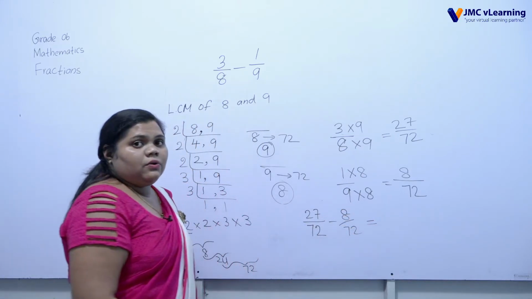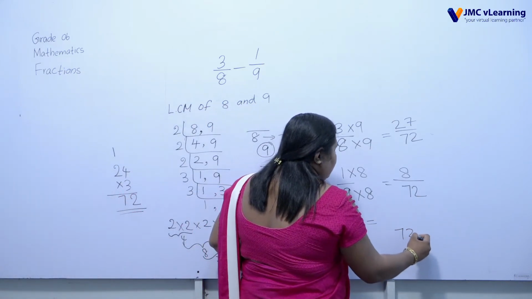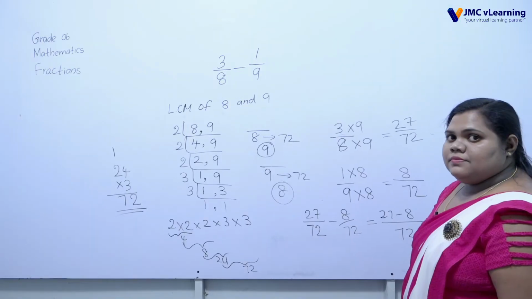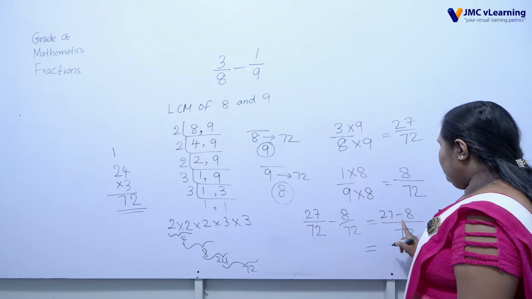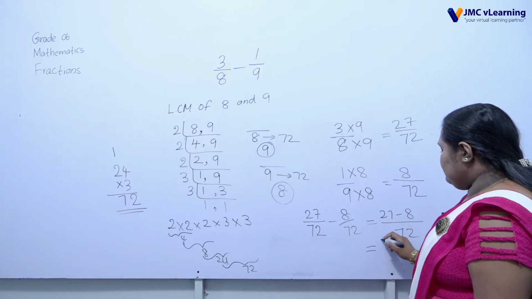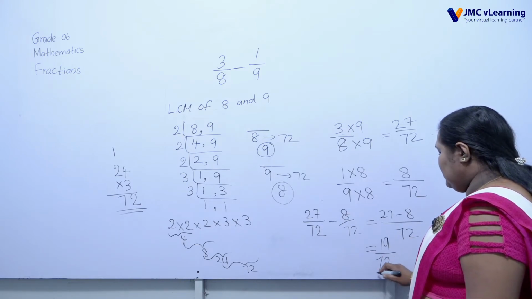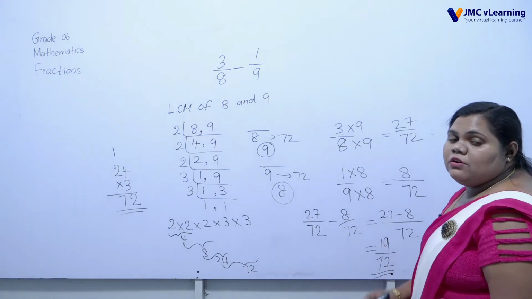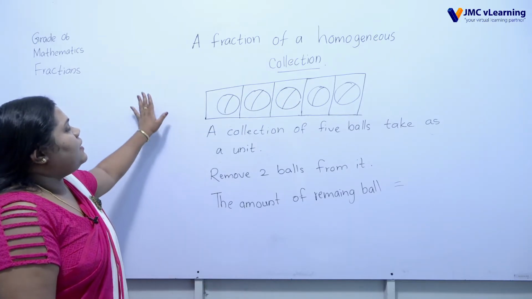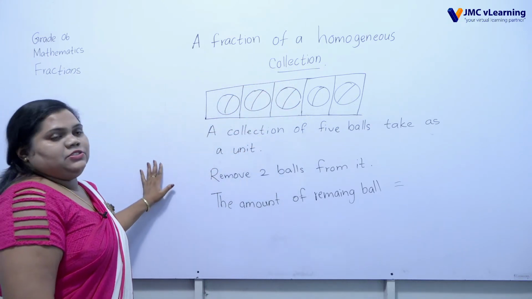What do you want to do now? Same denominators. So now you can subtract the numerators. Okay, now you want to subtract 8 from 27. 8 from 27, what is the answer? 19. 72 you cannot change, no. So what is the answer? 19 out of 72. Okay, now we are going to learn about a fraction of a homogeneous collection.